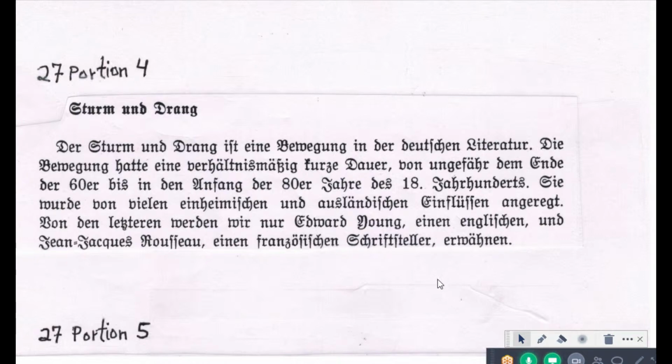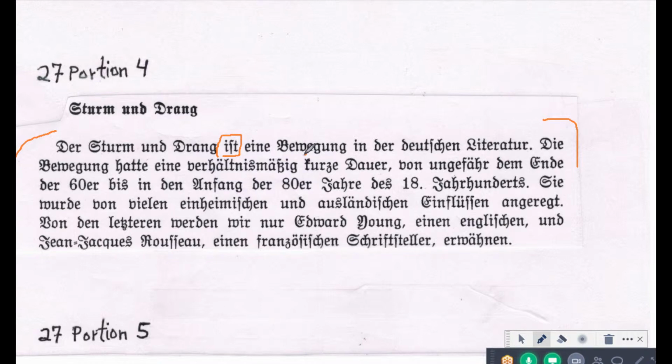Der Sturm und Drang ist eine Bewegung in der deutschen Literatur. Everybody? Der Sturm und Drang ist eine Bewegung in der deutschen Literatur. Okay, where's your verb? Ist. So that's an S, not an F, right there. Okay, let's see. And this is a B.